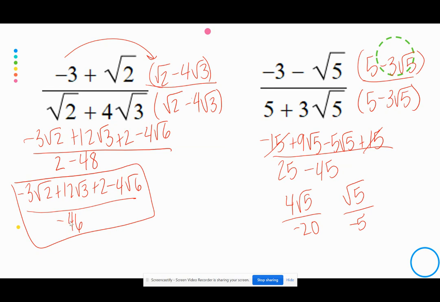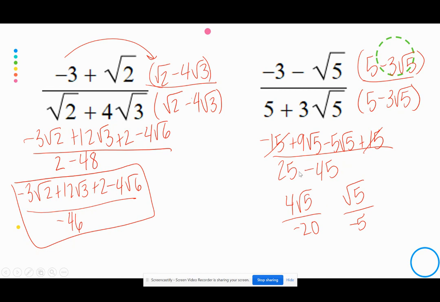For the next problem, we take a look. All right, this is a plus, so this will be a minus. I distribute. Negative 3 times 5 is negative 15. Negative 3 times negative 3 is 9 square root of 5. Negative square root of 5 times 5 is negative 5 square root of 5. And this becomes 3 times 5, which is 15. If I combine my like terms, these cancel out, and I'm left with 4 square root of 5 in the numerator.